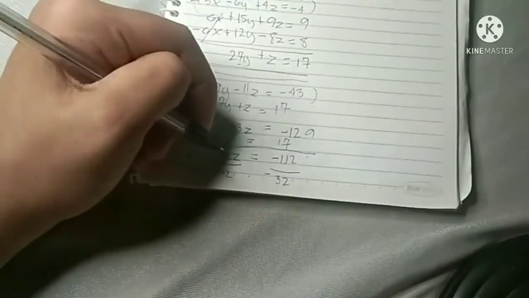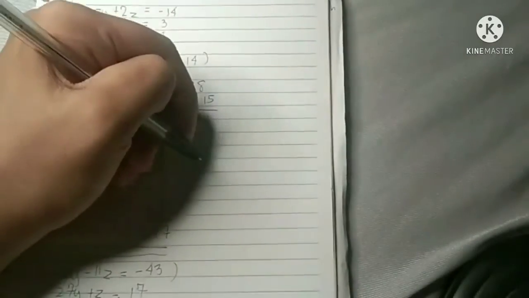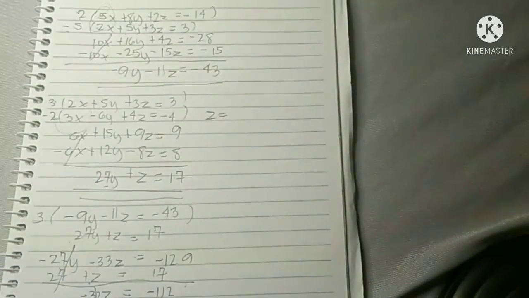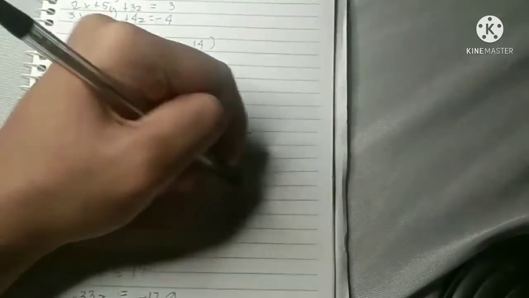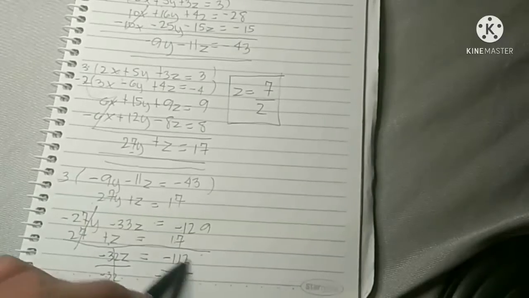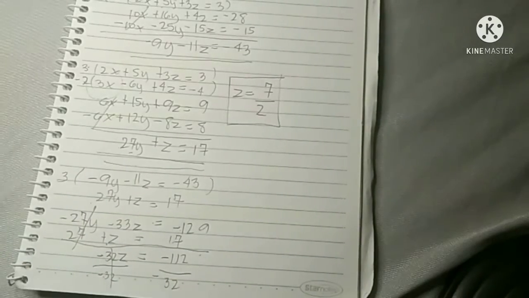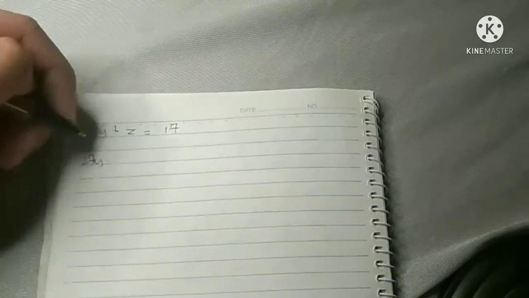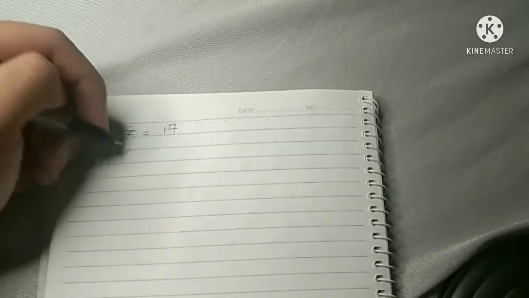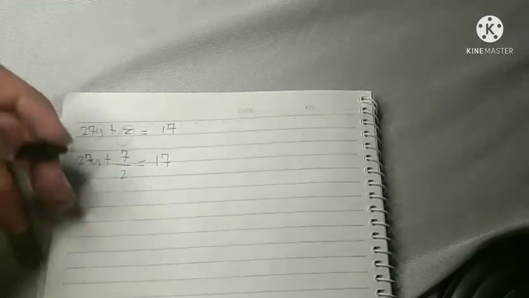So z is equal to negative 112 over negative 32. So we can reduce to lowest terms. So now we will get z is equal to 7 over 2. So to find our y, we will substitute our z with our 7 over 2. So we will get here 27y plus 7 over 2 is equal to 17.